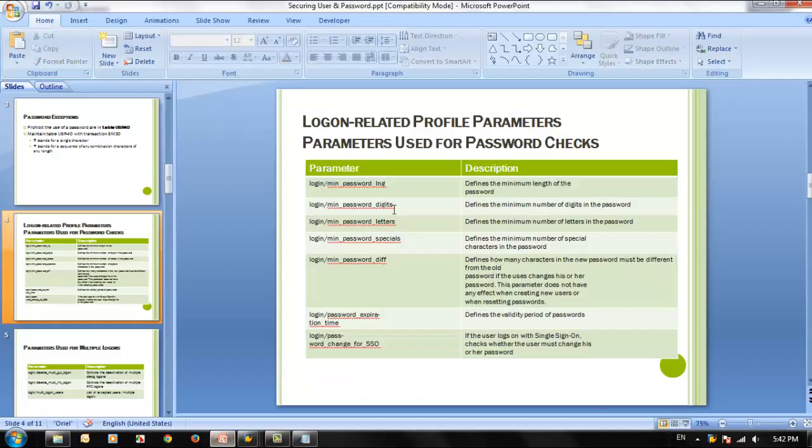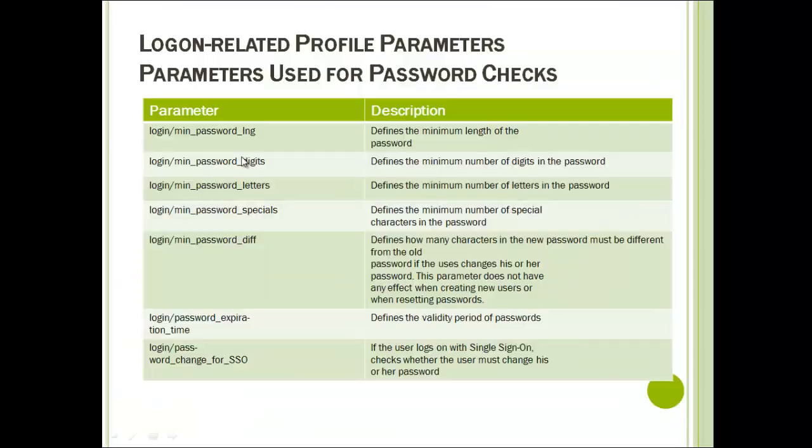Okay. Now let's go to the next profile parameters. The password digits. This defines the minimum number of digits you require in the password. Let's say a password cannot be all characters. You need to have some numeric values. That's what your requirement is. Let us see the other two.